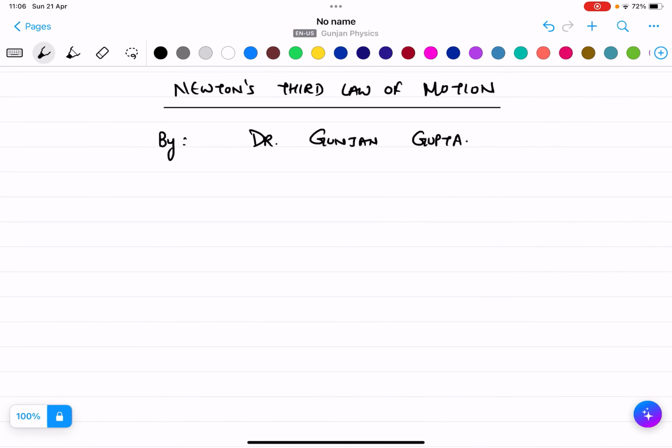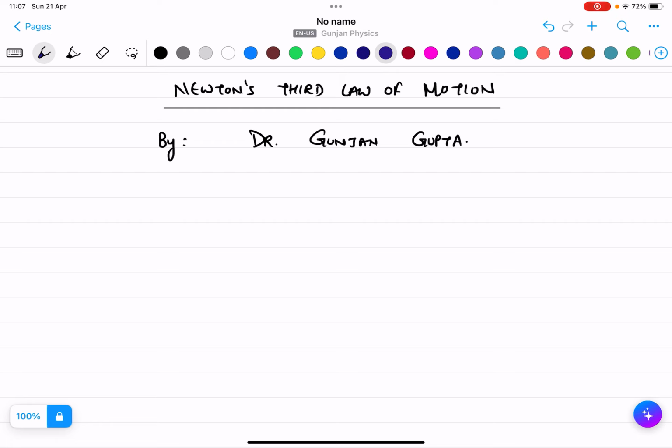In today's lecture, I am going to explain Newton's third law of motion. For an understanding of the first and second laws of motion, please see the previous videos. For Newton's third law of motion, I would like to give an example first.